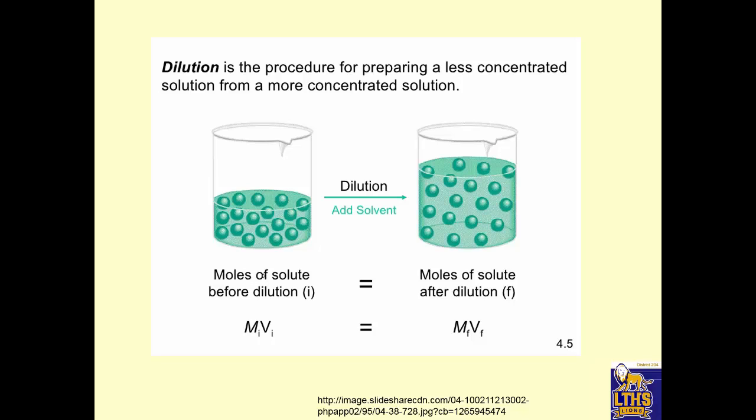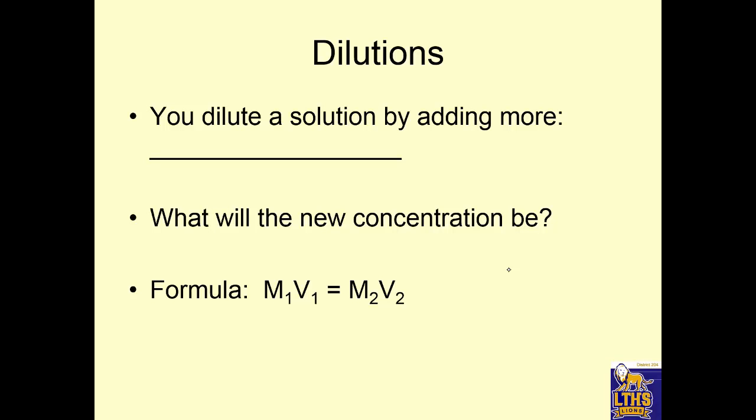Okay? So the moles of the solute before you dilute it is going to equal the moles of the solute after. And the I and the F stand for initial and final. We're going to change those to 1s and 2s, but it'll mean the same thing. So you're going to have to do dilutions because dilutions will help us determine rate. Okay, so you dilute a solution by adding more solvent. What solvent do we usually use? Usually water.